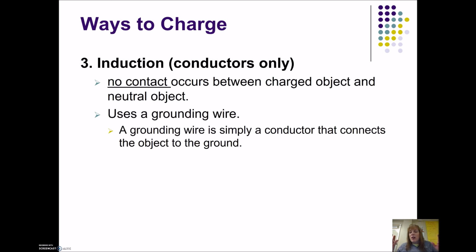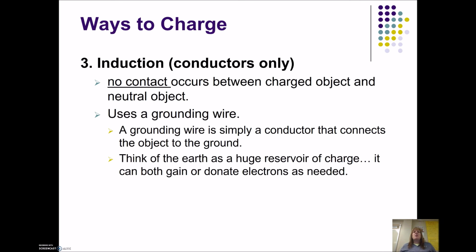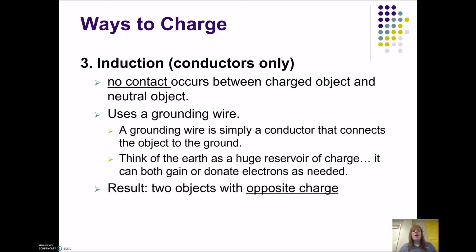So what we do is we use what's called a grounding wire. A grounding wire is just a conductor that connects that neutral object to the ground, or some sink for electrons. You could be the grounding wire when charging by induction. So the Earth loves electrons. You love electrons. And remember, I said that when you neutralize the electroscope, you just got to touch it because you love electrons. The ground loves electrons too. So when we charge by induction, we have contact between an electron sink, or what we call a grounding wire, and the neutral object. But there's no contact between the charged object and the neutral object.